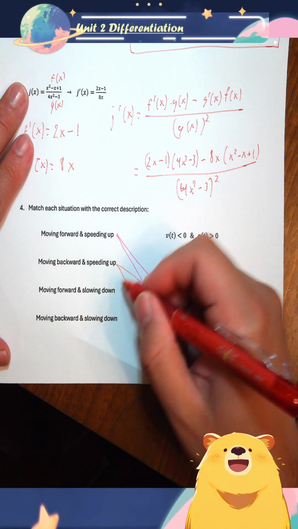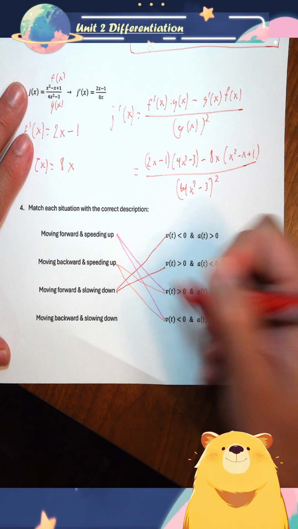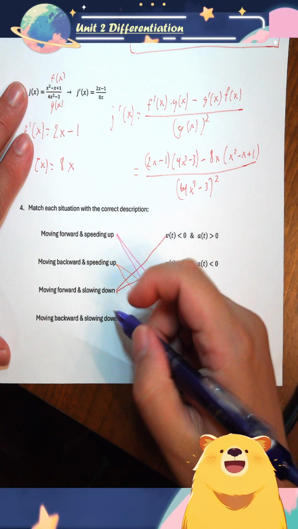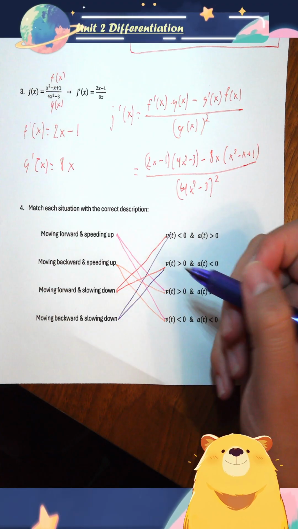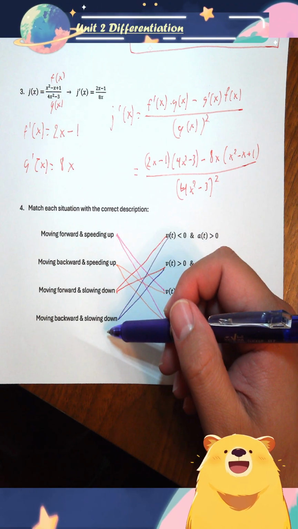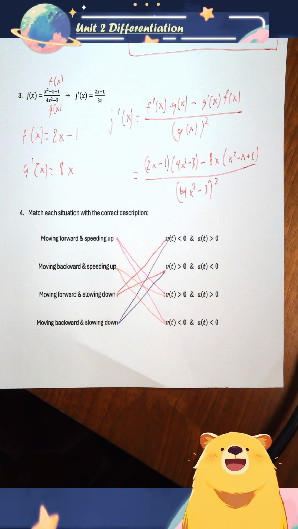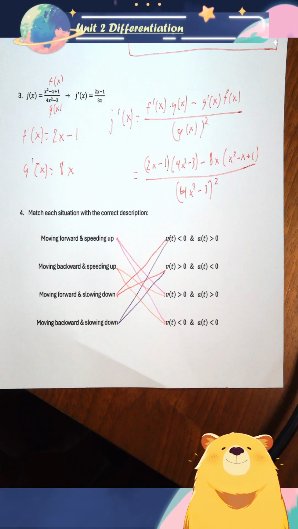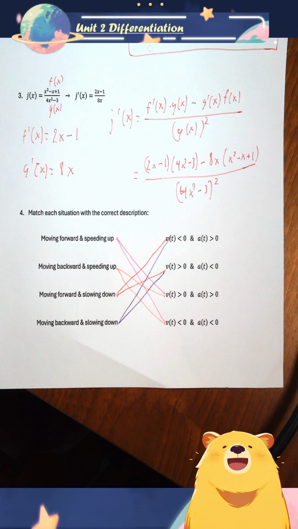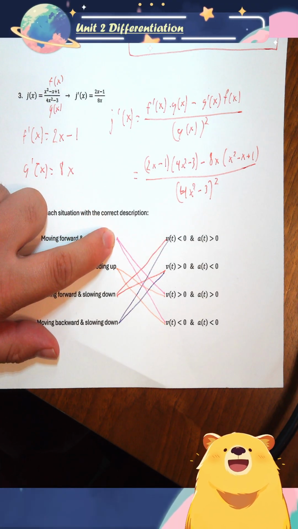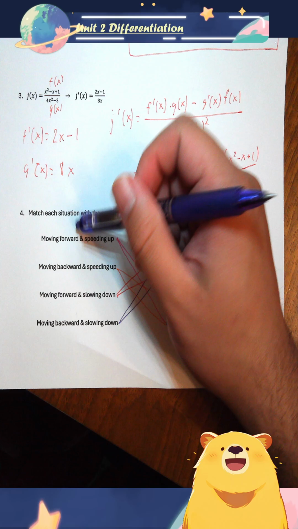Slowing down is when they have alternating signs. So the possibilities are here and here, and the possibilities are here and here. So that's for speeding up, slowing down. But now moving forward and moving backward. Recall that moving forward means that the velocity is positive, and moving backward means the velocity is negative. So we can eliminate one of these options each using that fact.